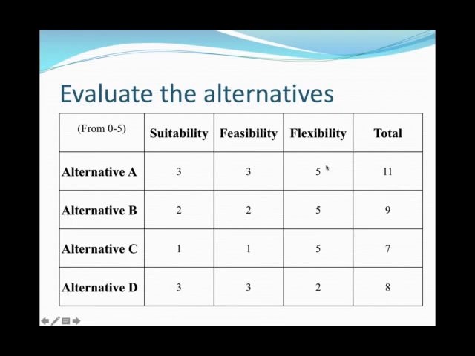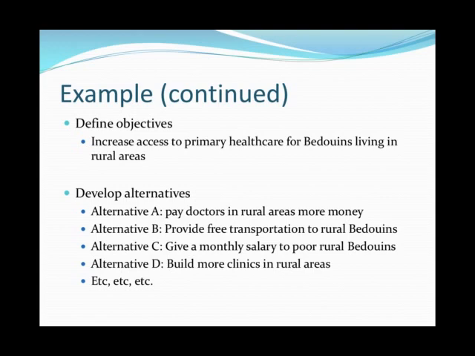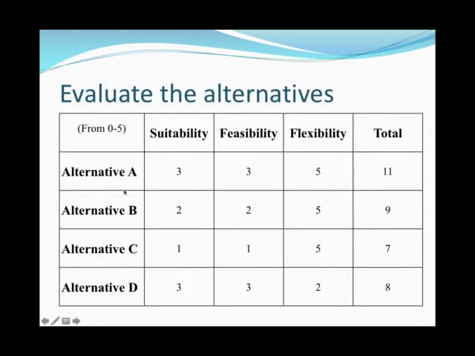I think it's very flexible because at any time you could say, we're stopping this, and we are not going to pay the doctors more money anymore for going to rural areas. Now, when I compared alternative B, I remind myself, was providing free transportation.